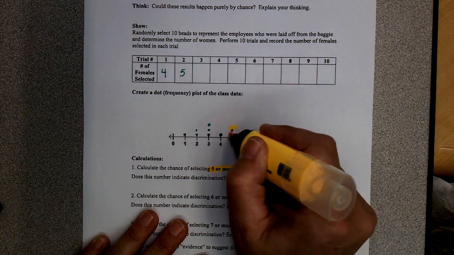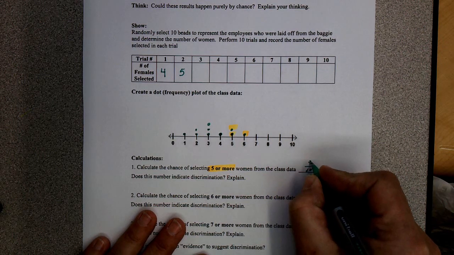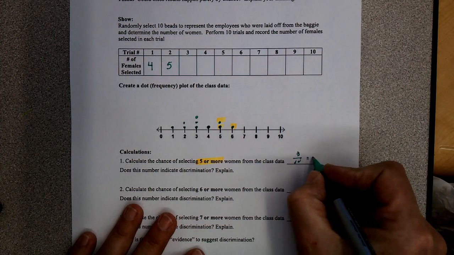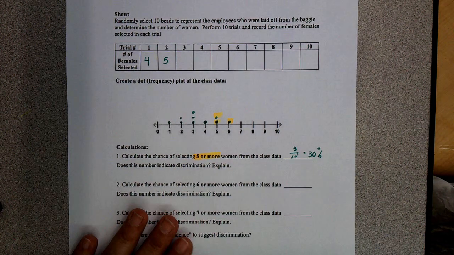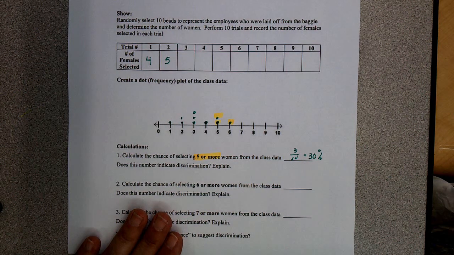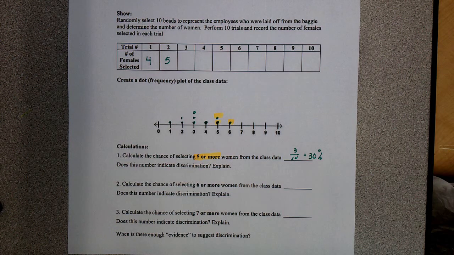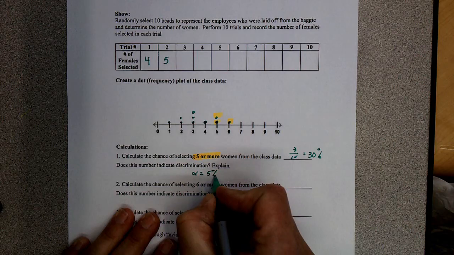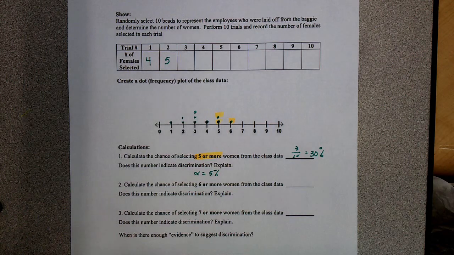So if this was mine, my answer would be 3 out of the 10 were selected that were female. 3 out of 10 is 30%. So does this value indicate discrimination? No, because whenever we look for when we're going to not support the null, we're looking when alpha is 5%. 30% is well above the 5%, so we accept the null that there is no discrimination.